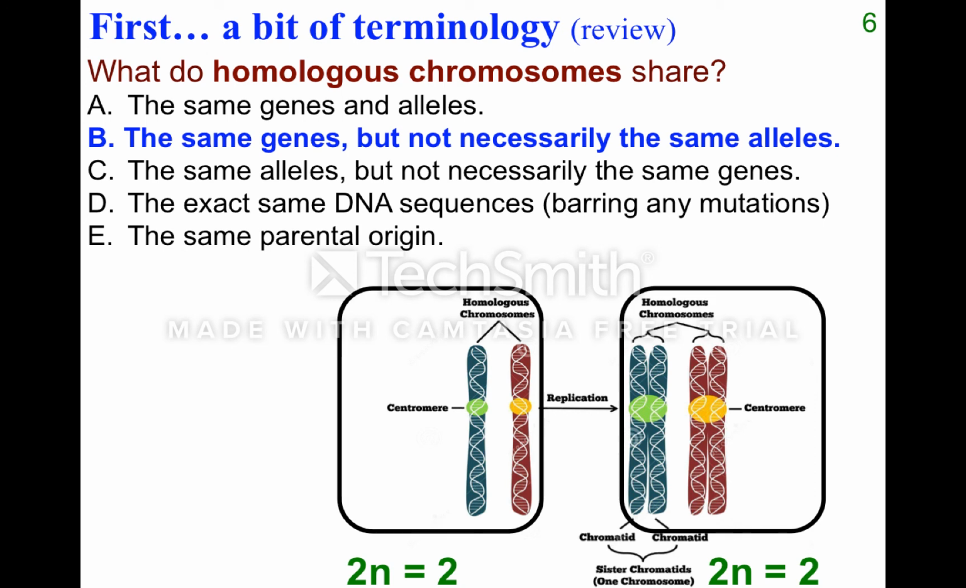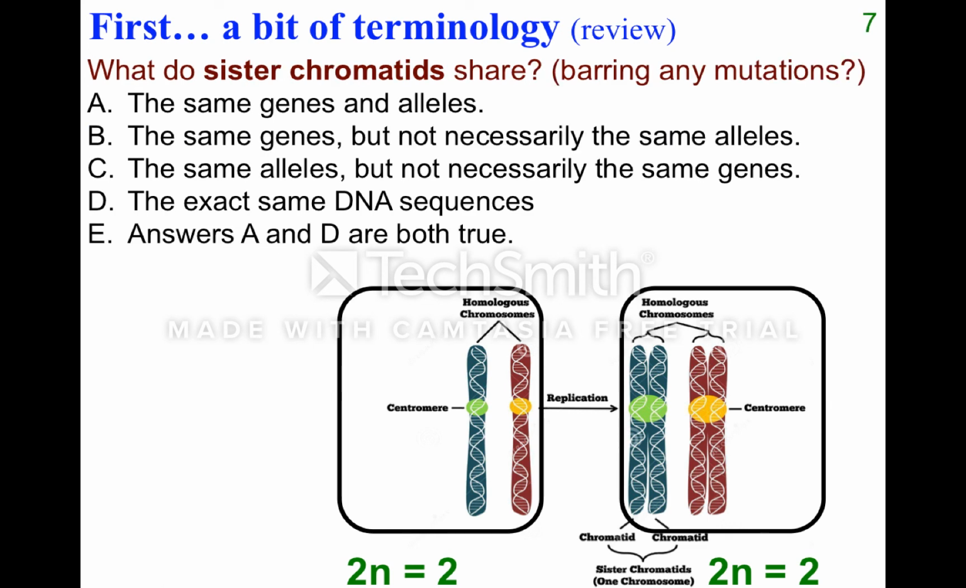Homologous chromosomes have the same genes. They have a gene for hair color here, and so forth, but not necessarily the same alleles, because the copy of the hair color allele you got from your mom might be for blonde hair, and the one from your dad might be for dark colored hair. So the same genes coding for the same proteins, but the alleles, the versions of the proteins that they code for, can be different between homologous chromosomes. Second question, so pause now.